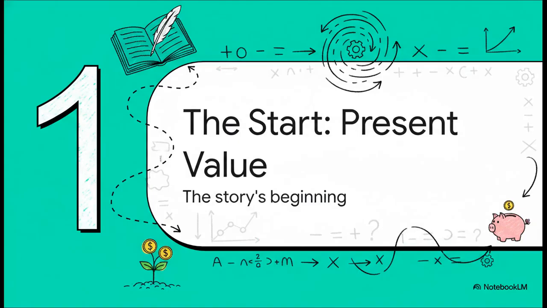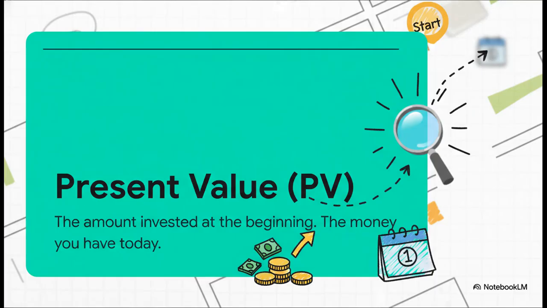Every great story has a beginning, a starting point. And in the financial story of your money, that beginning has a very specific name. It's called present value. Present value, or PV for short, is really simple. It's the amount of money you have right now. The source material literally calls it the amount you invest today, with all those exclamation points. It's chapter 1. It's the "You Are Here" sticker on our financial map.